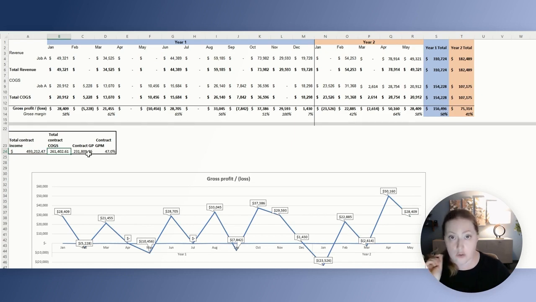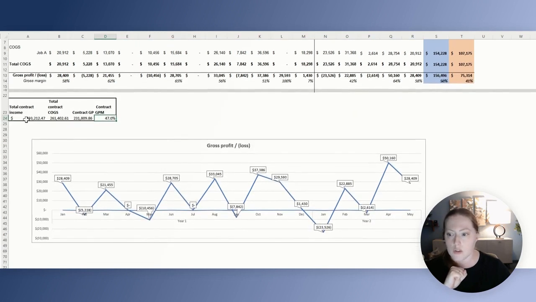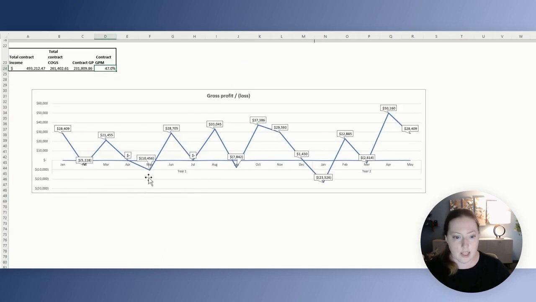The cost is going to be $261,000. The gross profit that we're supposed to get on the contract is $231,000, and the gross profit margin is supposed to be 47%. So these are supposed to be really good numbers. This is a pretty healthy gross margin. Is this reflected in this graph at all? Probably not. It's very hard to see.